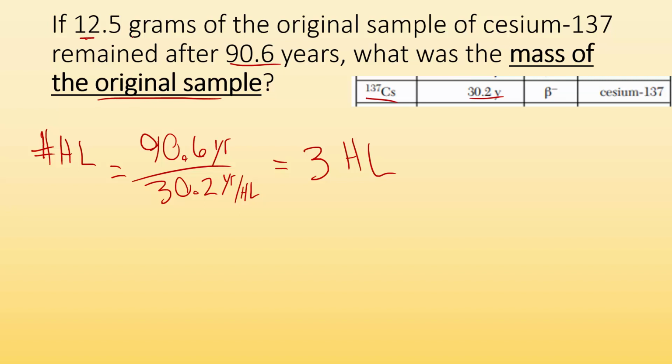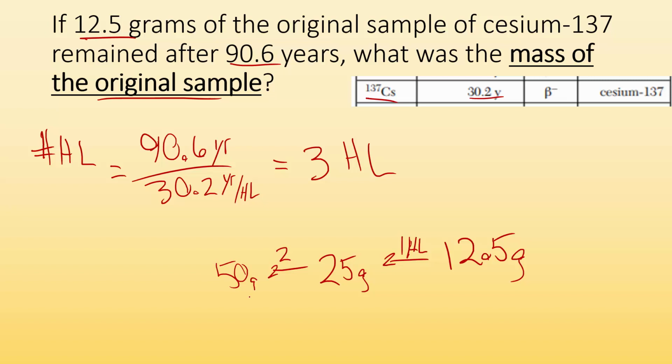So I'm trying to figure out the original sample. So they tell me I have 12.5 grams. So I'm going to write it over here, and I'm going to go backwards in time. So going backwards in time, 1 half-life, I had twice that amount. I had 25 grams. Twice 12.5 is 25. Going back a second half-life, I would have had 50 grams. Going back a third half-life, I would have had 100 grams. So that tells me that my original sample was 100 grams.